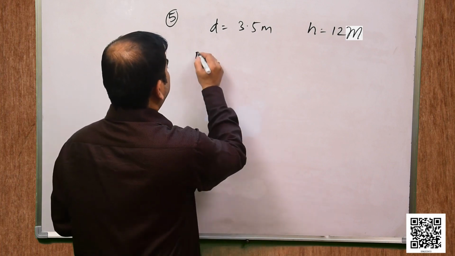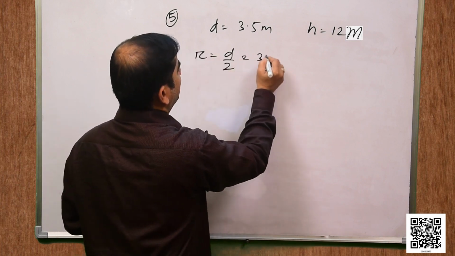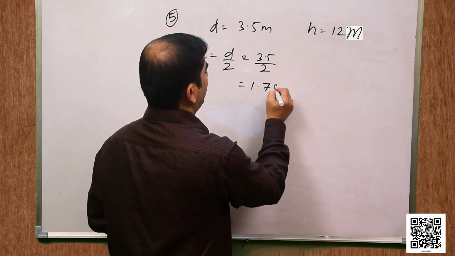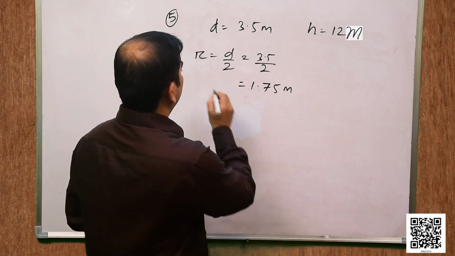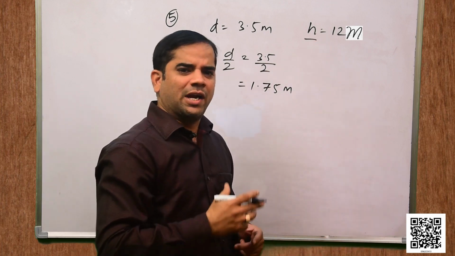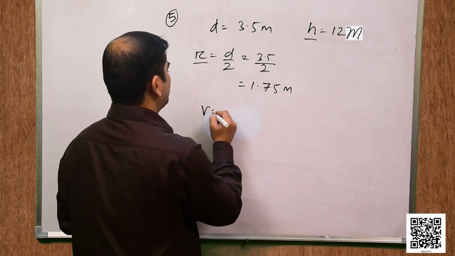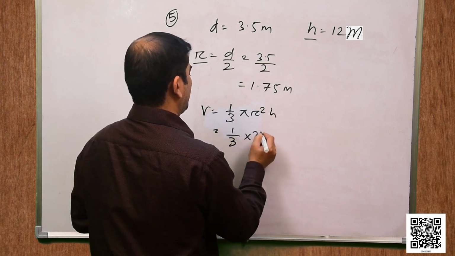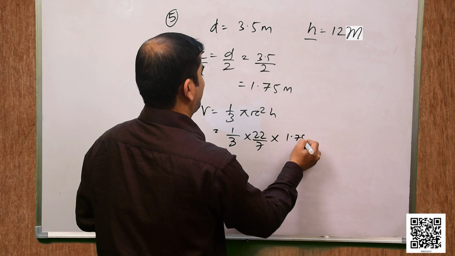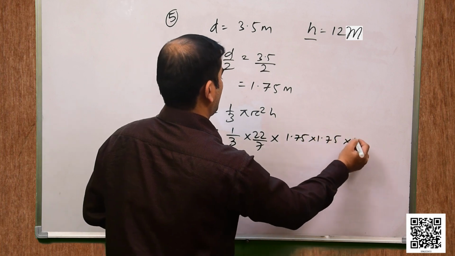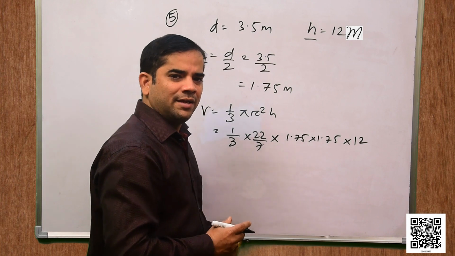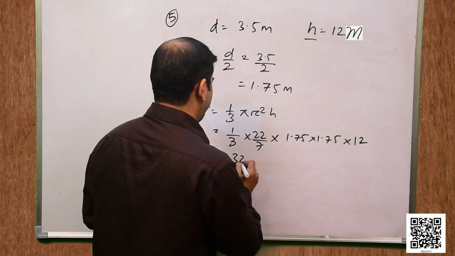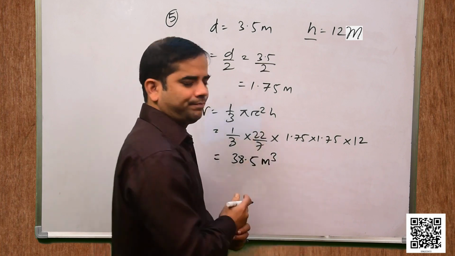Fine. What is the radius? That is d by 2 or 3.5 by 2. So it becomes 1.75 meter. So now we have radius and height. So let us find the volume. Volume is equal to 1 by 3 pi r square h, that is 1 by 3 into 22 by 7 into 1.75 into 1.75 into 12. Okay. So when we calculate, it gives us a value that is 38.5 meter cube.